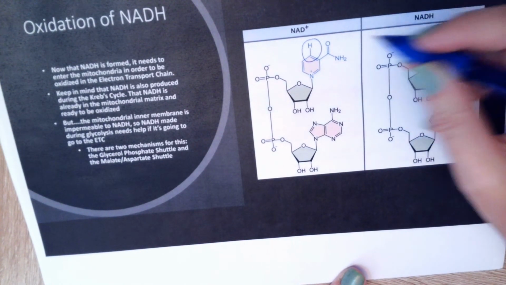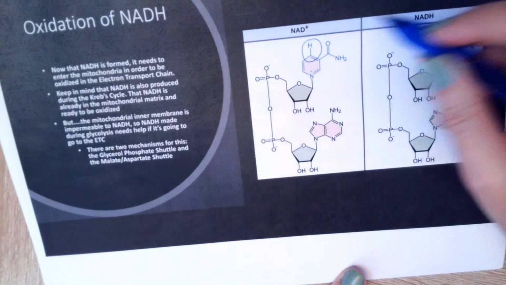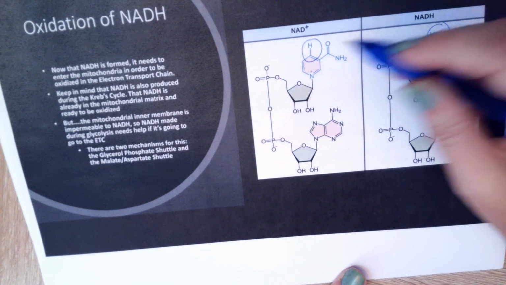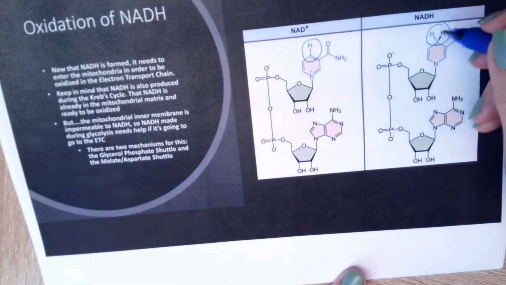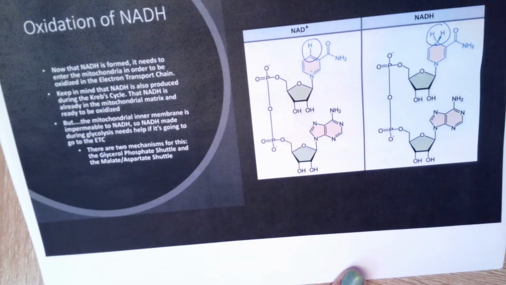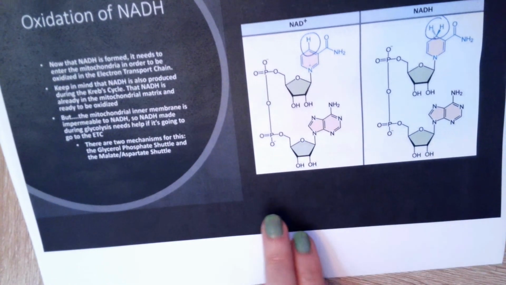So when you reduce NAD plus, you get NADH. So you're adding that hydrogen with its electron onto NADH. And that is the electron that we are trying to get into the electron transport chain.